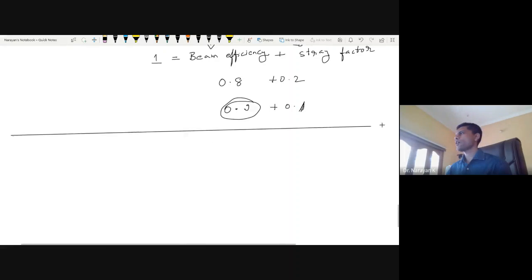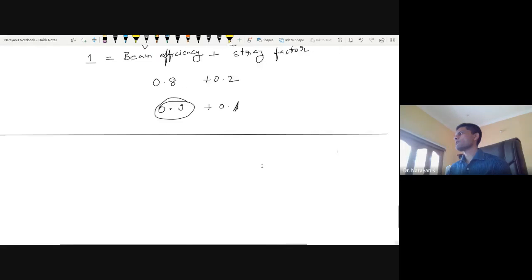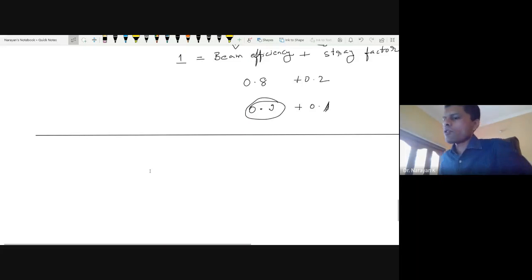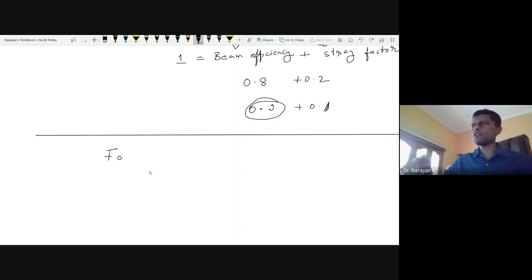So far, I hope you understood what is half power beam width between the first nulls, your beam efficiency of the antenna, stray factor of the antenna, total beam area under the major lobe and the minor lobe. So now what we are trying to write is front to back ratio. All these definitions are important. Front to back ratio.